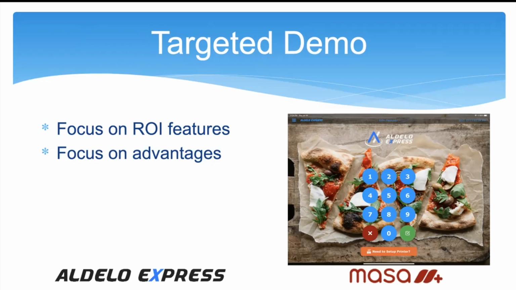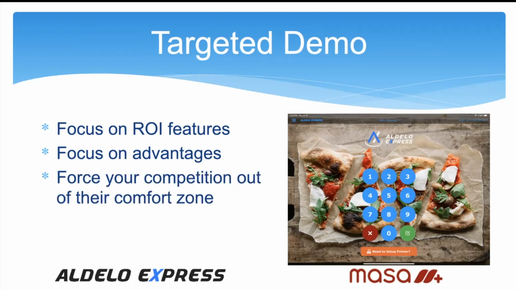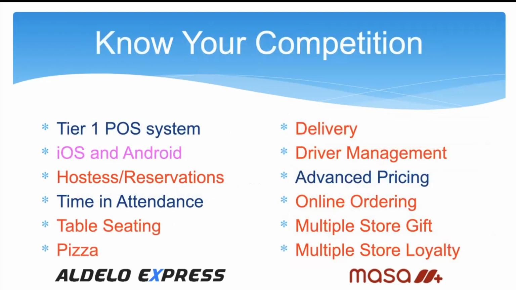And you can bring attention to the disadvantages of your competition by focusing on what you do better. You're going to force your competition out of their comfort zone. You want to make sure that you're focusing on the things that they don't do or that cost, because add-ons add cost. So you want to look at your labor schedule module. You want to look at your delivery module, your pizza module, those things that are included with the software that are not included with your competition. Add-ons add cost. Take a look at these.